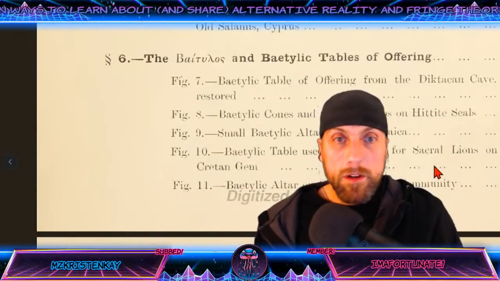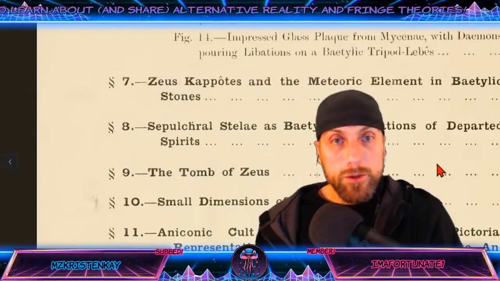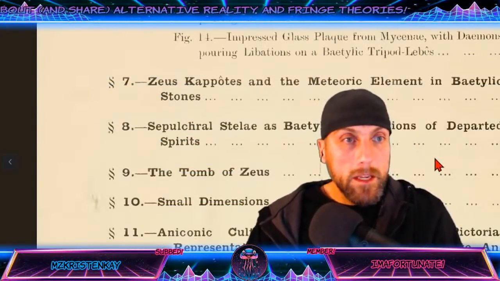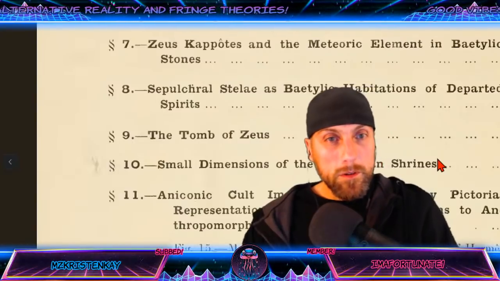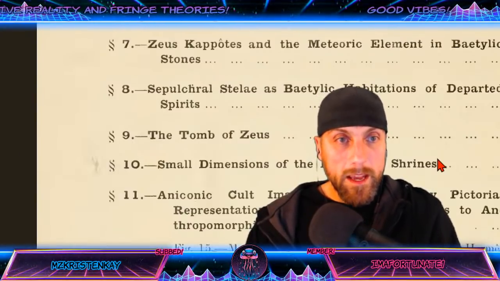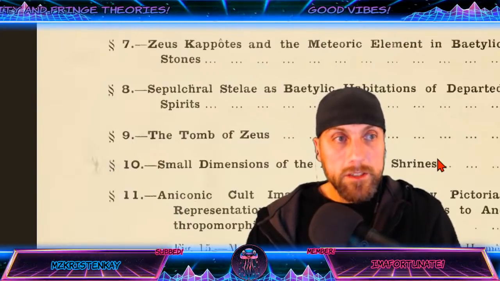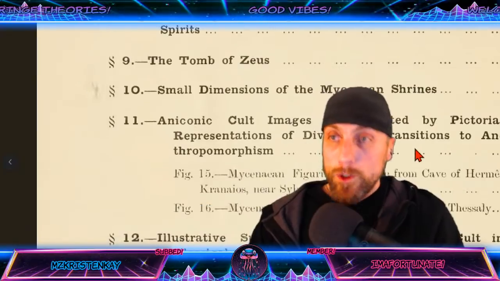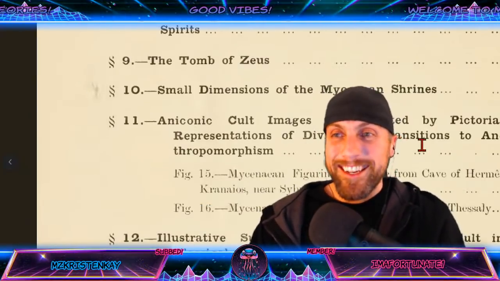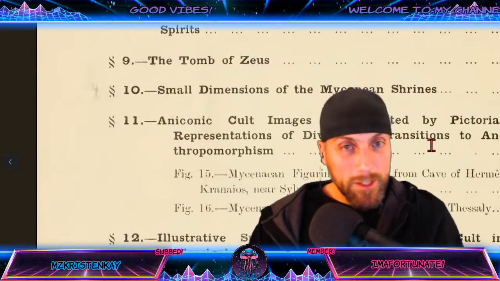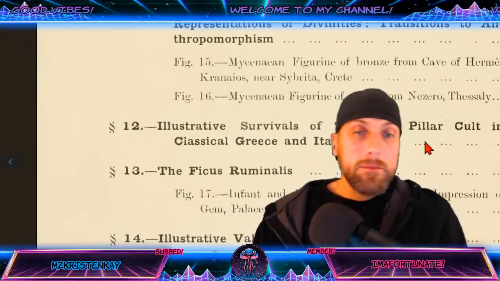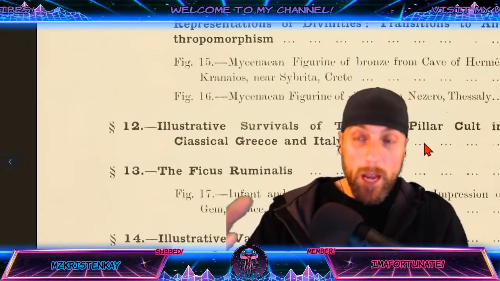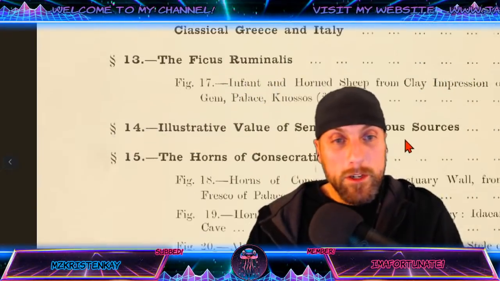Baetylic tables of offering. We got Zeus Kappotas and the meteoric element. Sepulchral stelae and baetylic habitations of departed spirits. The tomb of Zeus. The tomb of Zeus. Small dimensions and the Mycenaean shrines. Anyways, very large words. Our vocabulary isn't that great these days, compared to 120 years ago.